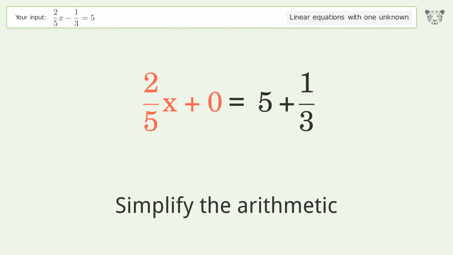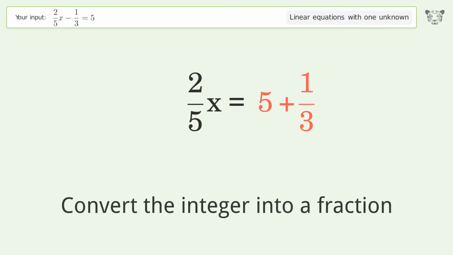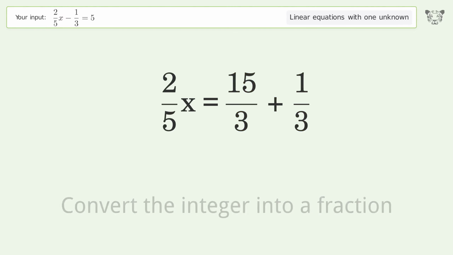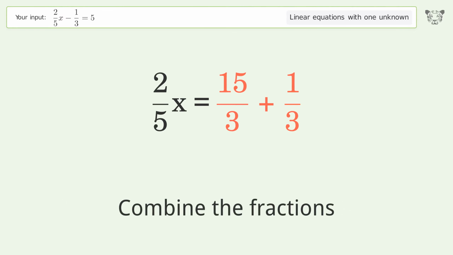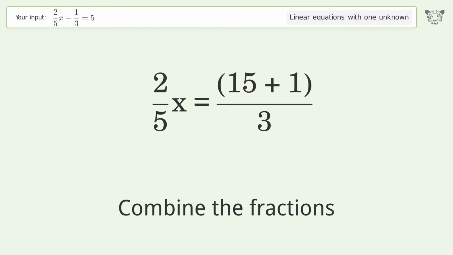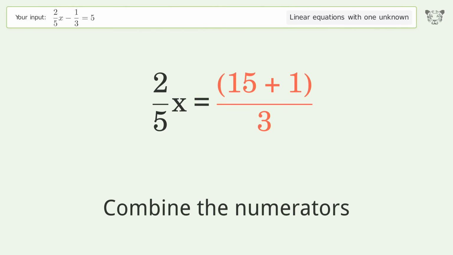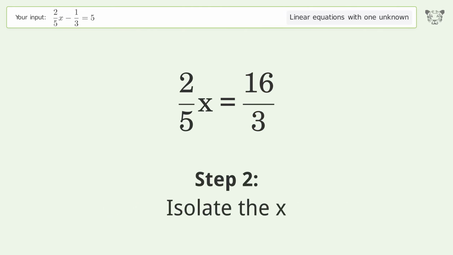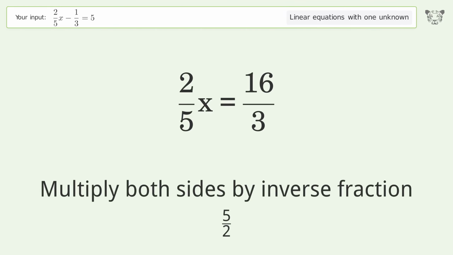Simplify the arithmetic. Convert the integer into a fraction. Combine the fractions. Combine the numerators. Isolate the x. Multiply both sides by inverse fraction 5 over 2.